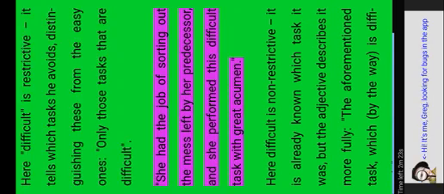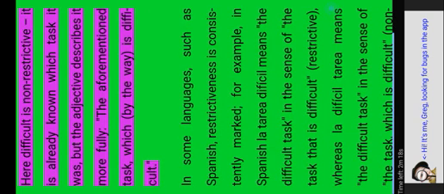"She had the job of sorting out the mess left by her predecessor, and she performed this difficult task with great acumen." Here "difficult" is non-restrictive, it is already known which task it was, but the adjective describes it more fully, the aforementioned task, which by the way, is difficult.